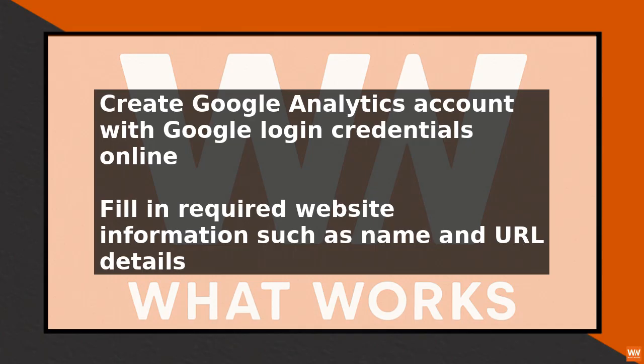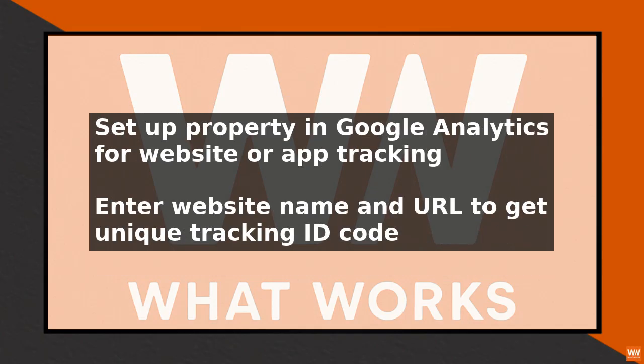Next, you need to set up a property in Google Analytics. A property represents your website or app and is where you will get your tracking ID from. To set up a property, click on the Admin tab and select Create Property. Enter your website name and URL and click Next.